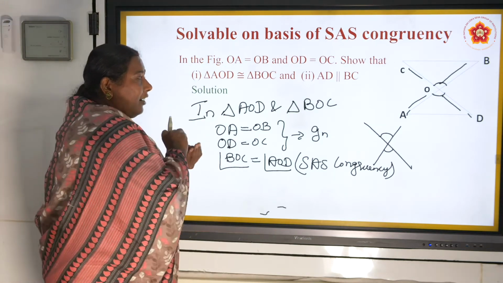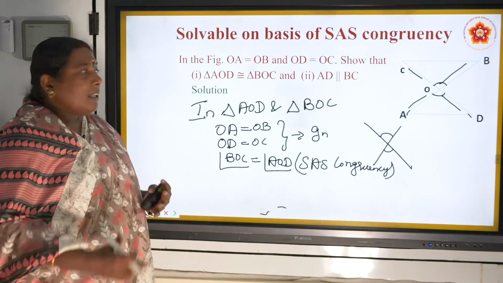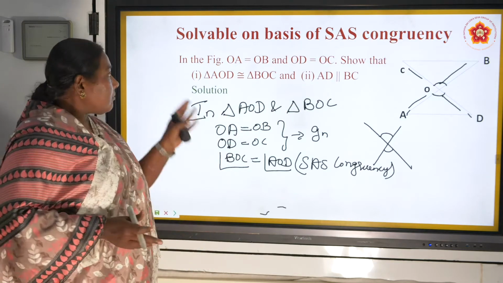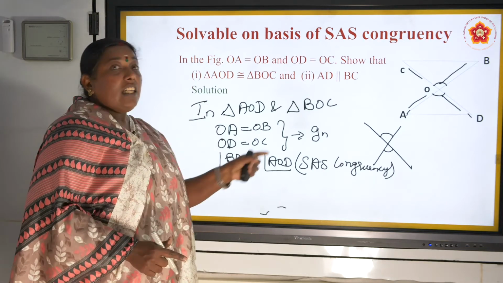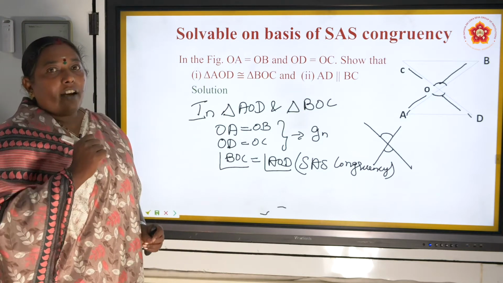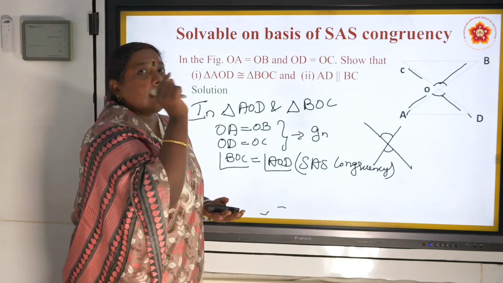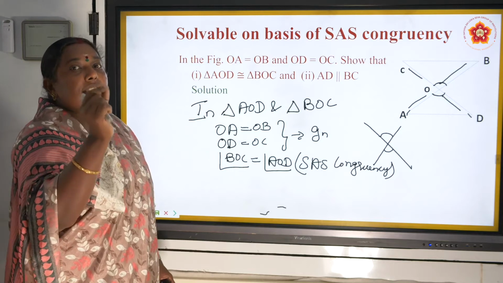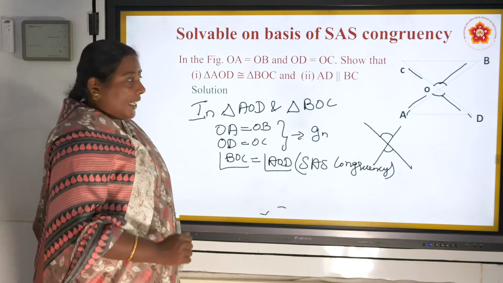Now I have to go for the second part's proof. What is the relation between parallel lines and a triangle? I don't understand. But they are telling that if I get the first answer, it will lead to my second answer. So I have to think. What do I have to do? If there is a congruence, one more person will come and stand behind you. Who is that? He is CPCT. That means corresponding parts of congruent triangles.